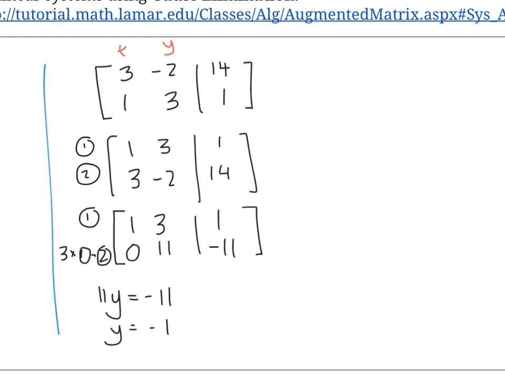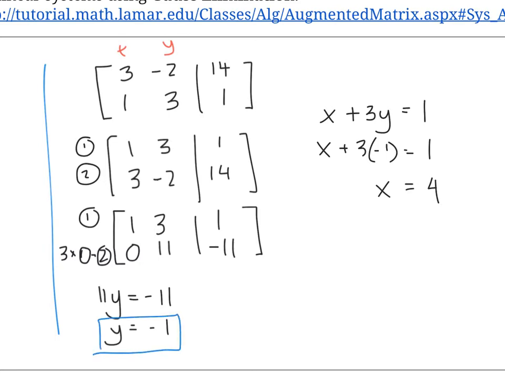And then what I can do is look at the top equation, right? I can rewrite this equation here, 1, 3, 1, as an equation. So remember the first column is x, so it's going to be x. The second column is going to be y, so plus 3y. The line is equals, and then 1. And I can just plug in my y now, so x plus 3 times negative 1 equals 1. And that gives me x equals 4 when I simplify that. So I got my answers.